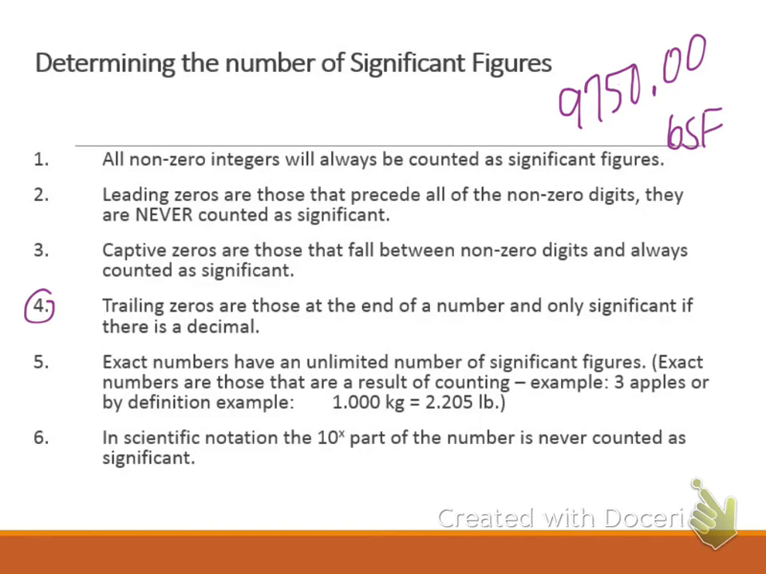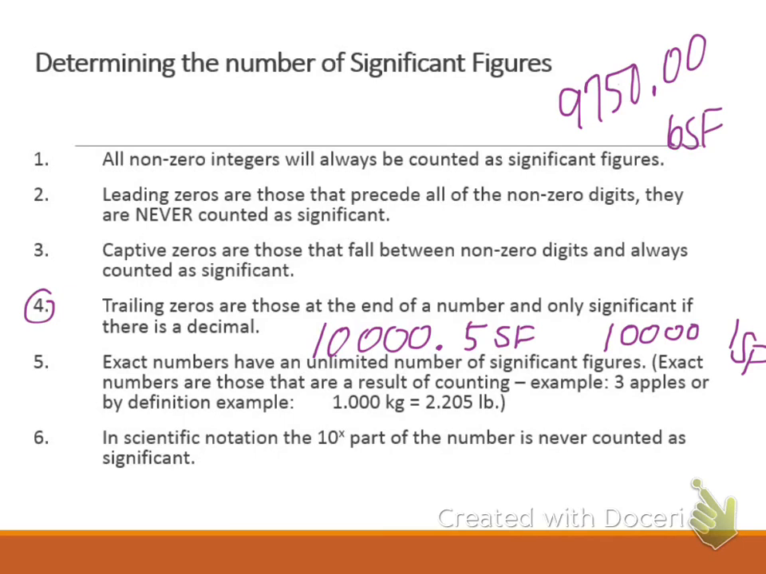So if you had 10,000 followed by the decimal after that, that would have 5 significant figures. Yes, that would have 5. But without the decimal, 1. It's all about the decimal, because when I put a decimal, I'm saying exact. Without the decimal, it's probably an estimation.